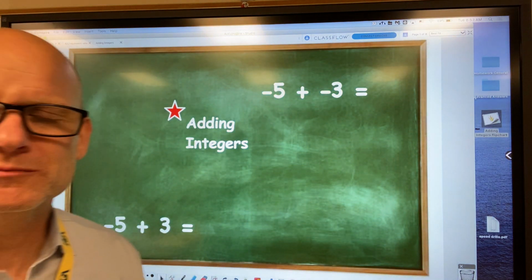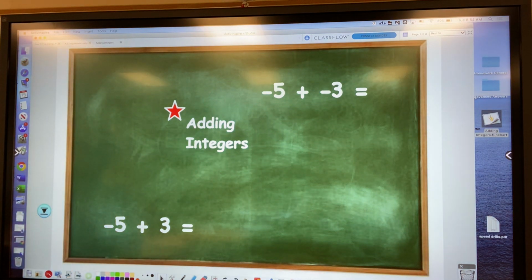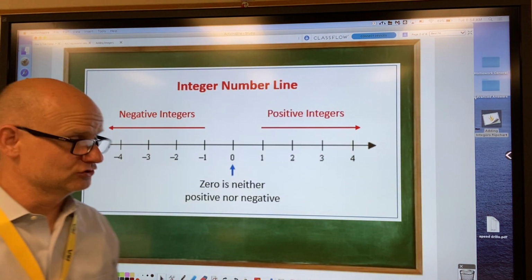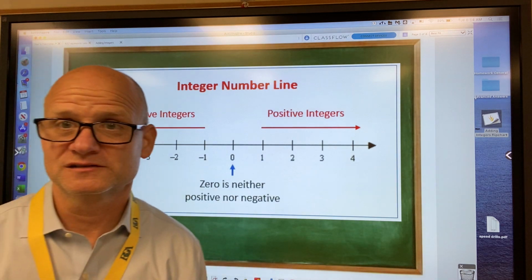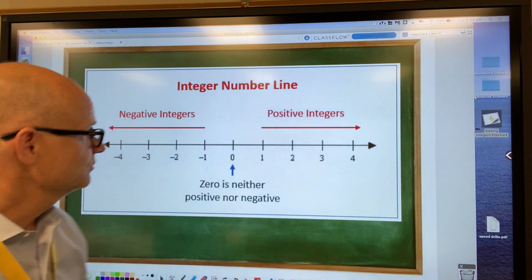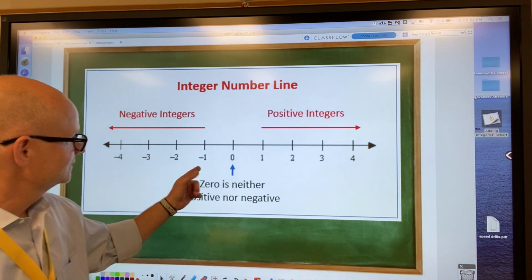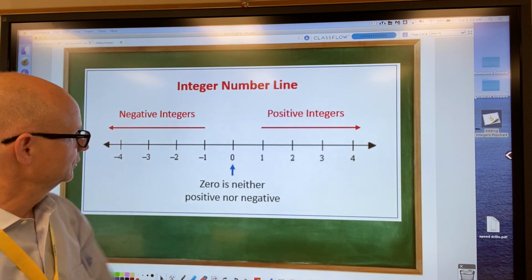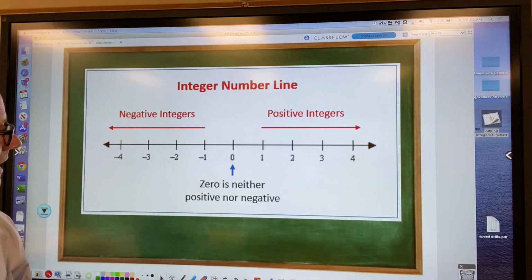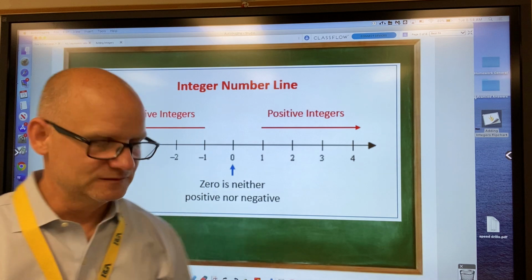So get out your composition book and a pencil and let's just take some notes. We've discussed integers in the past. Integers are positive and negative whole numbers. So you have a 1 and its opposite would be negative 1. You have a positive 2 and its opposite would be a negative 2.